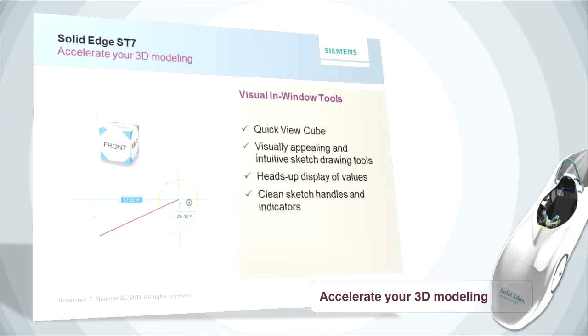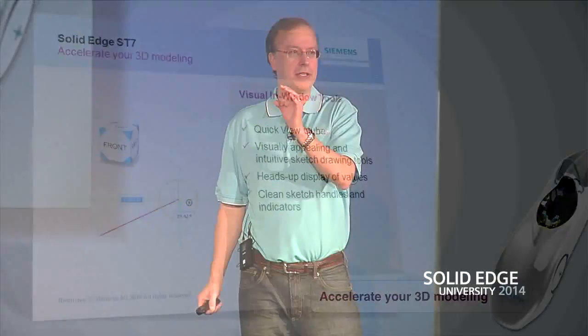Those heads-up display of values, and we've also reworked all the sketch handles and little subtle stuff like, when you're locating something and there's the cursor there and it has the little locate zone, well, it's kind of covering up what you're trying to locate. So we've even reworked the cursor to make that easier. So a lot of attention to detail in ST7.